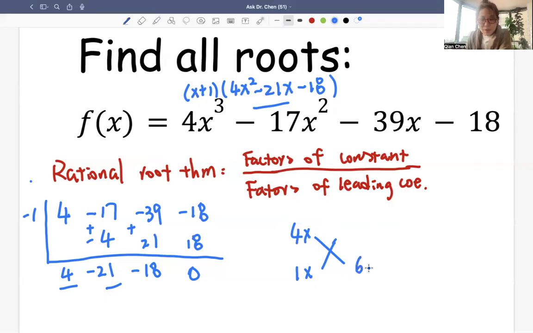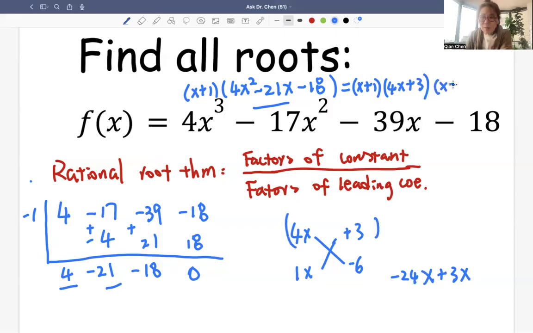So think about 6. Negative 6 and positive 3. Positive 3 times negative 6 is negative 18. Then 4x times negative 6, we get negative 24x. 1x times 3, we get 3x. Bingo. Negative 24x plus 3x is negative 21x. So now we do one step further: we can write x plus 1 times 4x plus 3, which comes from here, then x minus 6 comes from here.